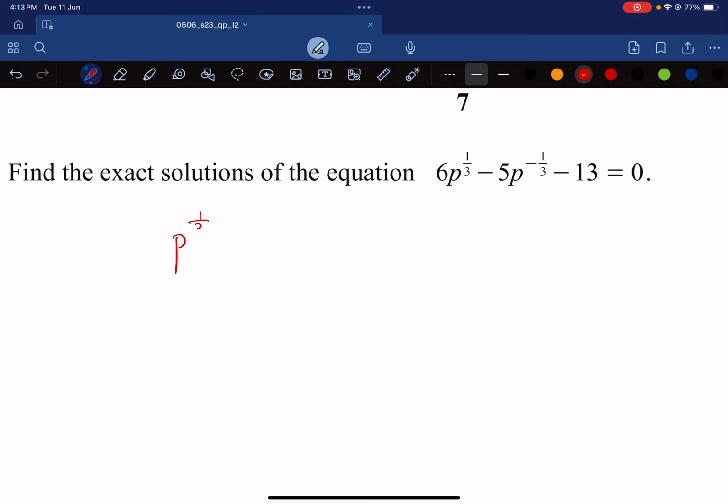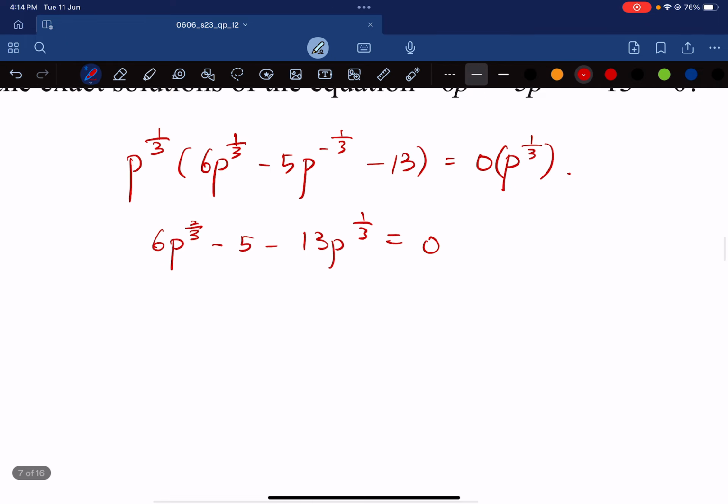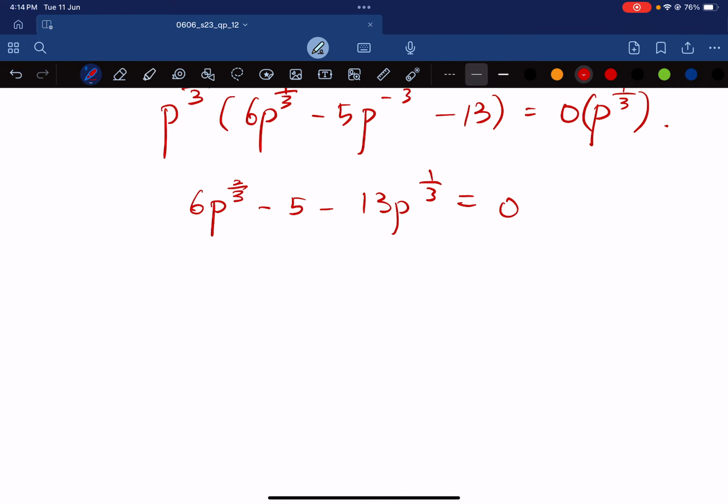Okay, so 6p^(1/3) minus 5p^(1/3) minus 13 equals to 0. 0 times anything is still 0. So 6p, multiplying the same base, we add the power. 1/3 plus 1/3, 2/3. 6p^(2/3) minus 13p^(1/3) minus 5 equals 0. Now the most common way of doing is let this thing to be y, and then just solve it and then change the y back to p and solve. But I personally think that would be a bit troublesome, right? I would prefer directly factorize.